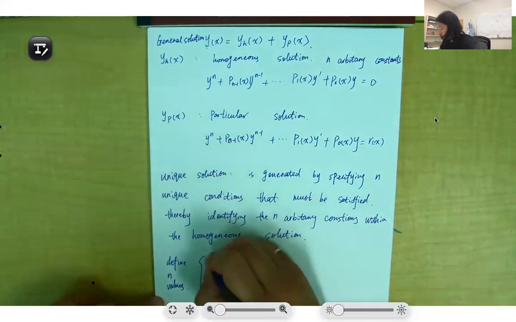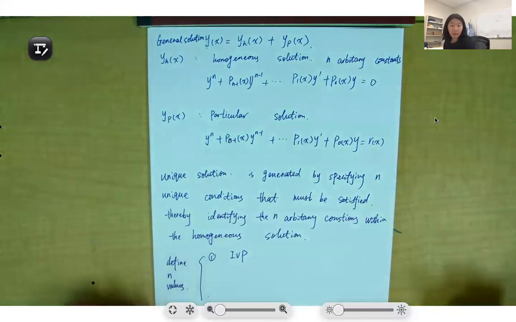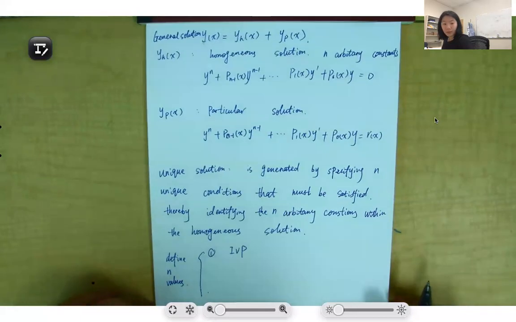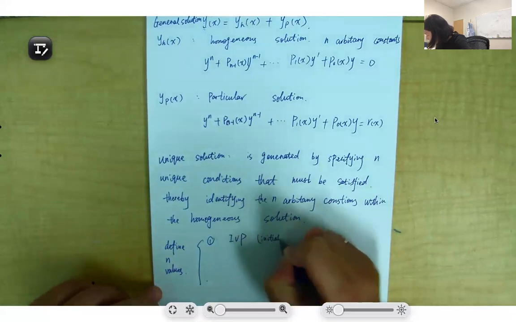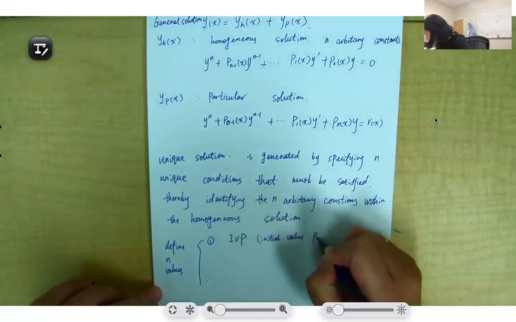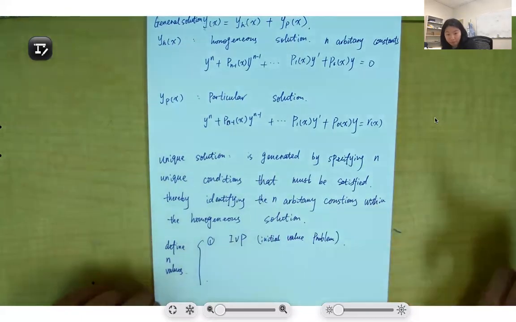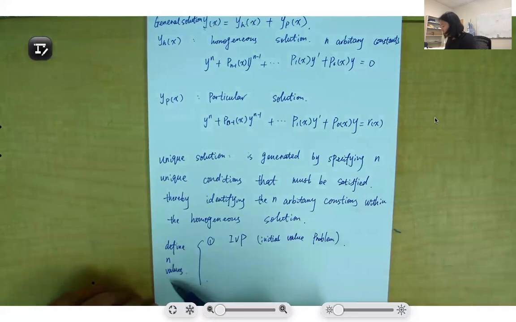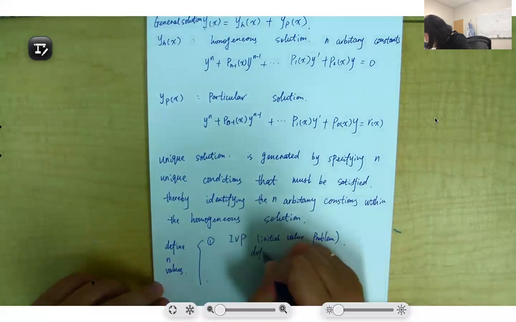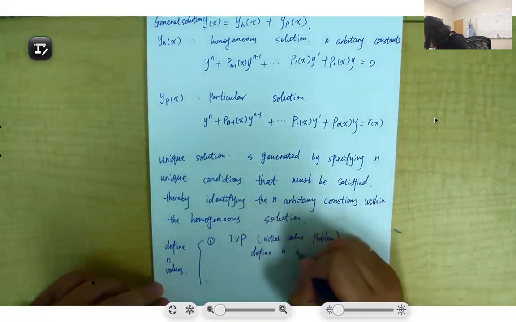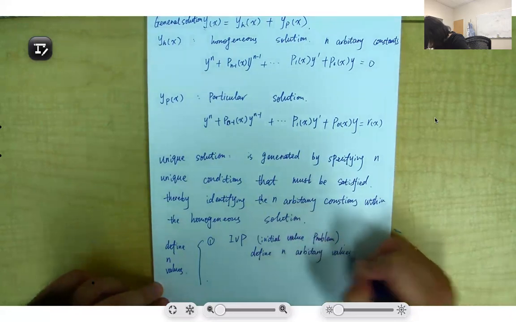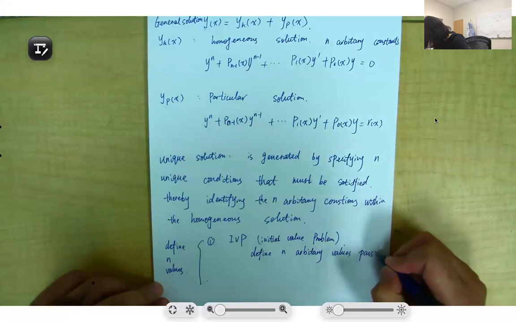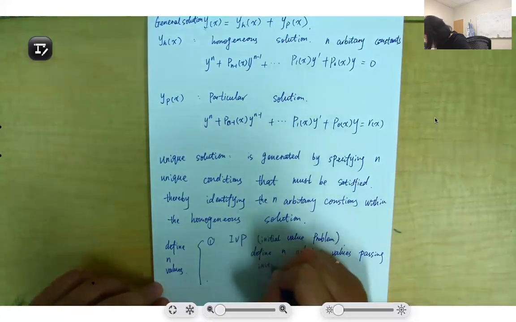We can use either IVP, which stands for initial value problem. That means you define these n arbitrary values by passing the initial point. Okay? Define n arbitrary values passing initial points.